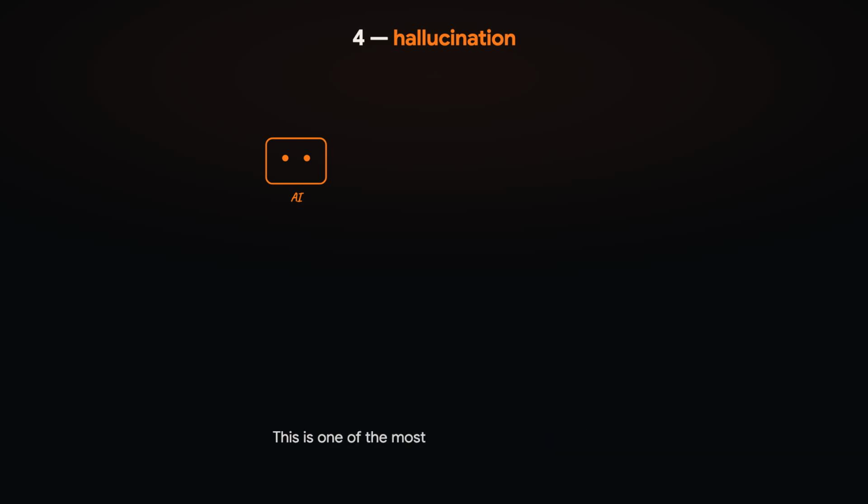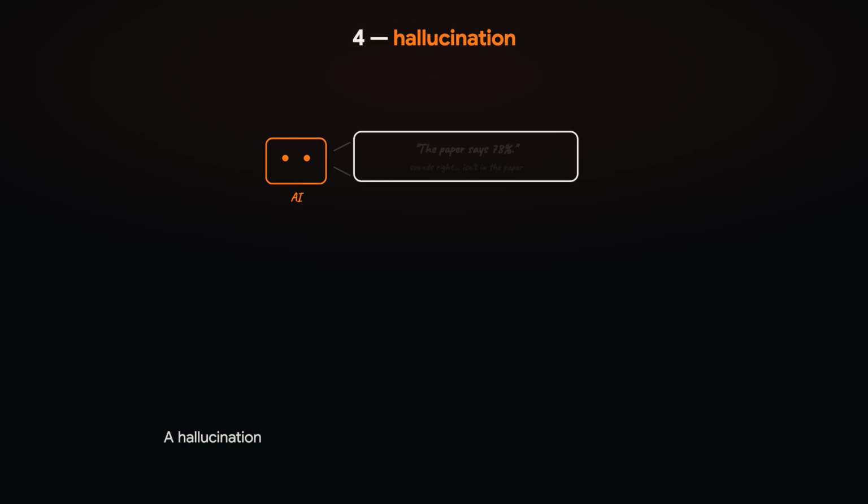This is one of the most misunderstood AI terms. People sometimes imagine something mysterious happening inside the model. The reality is much simpler. A hallucination happens when the AI confidently gives information that isn't true.